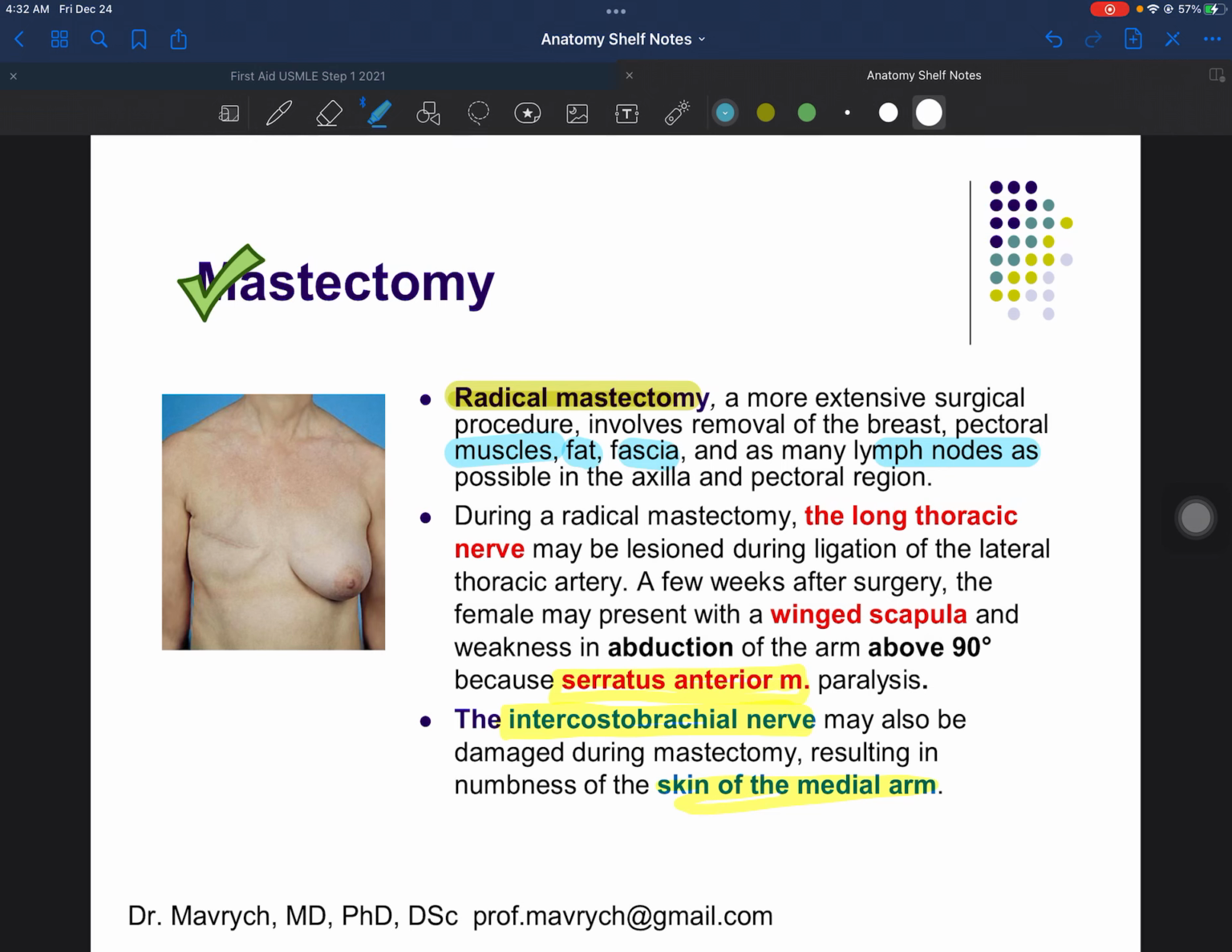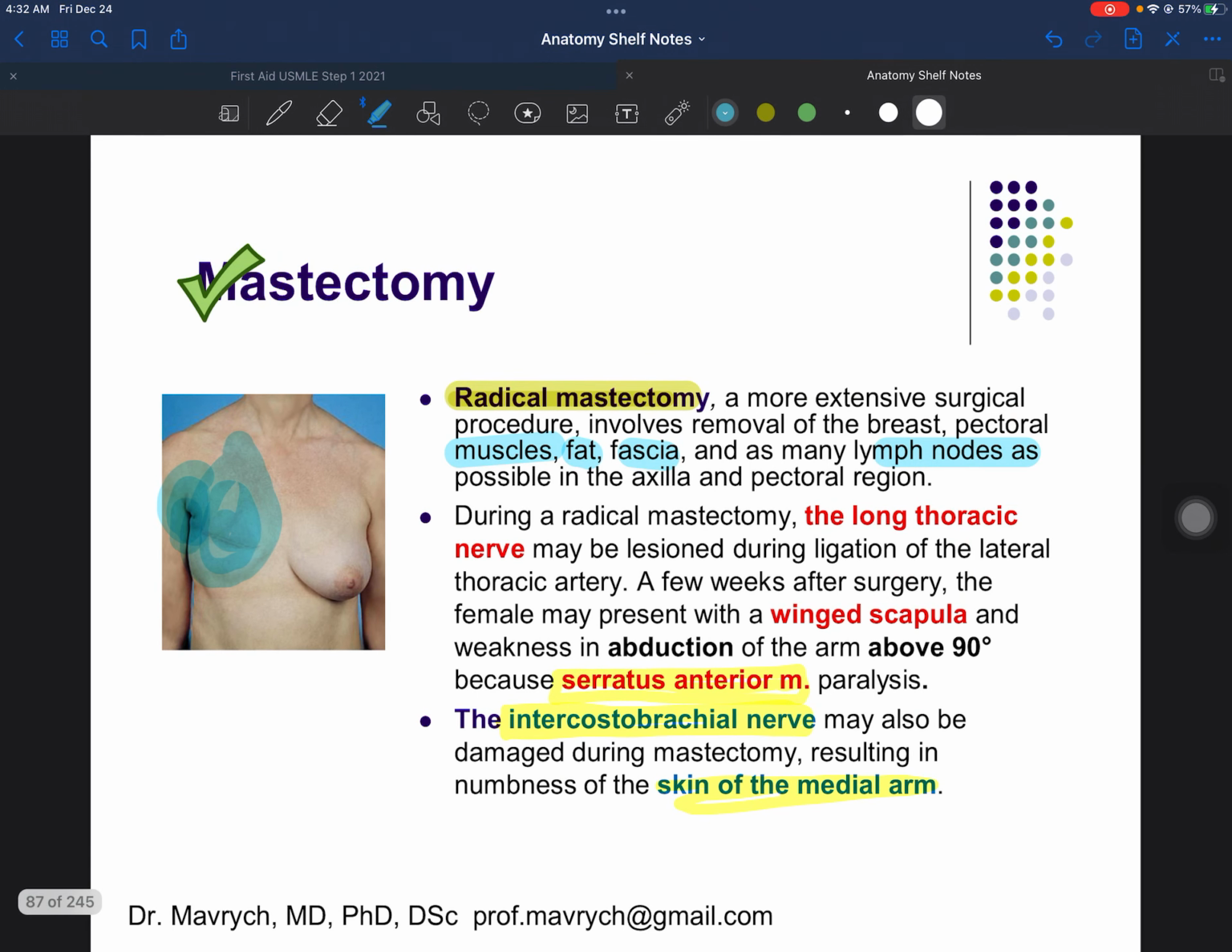Okay, so there is fascia, lymph node, fat, and muscles in the axilla. So everything in this area in the axilla is going to be removed, and this muscle also is removed. So that is the axilla and the pectoral region: as much as you can in the pectoral region, and then the axilla as much as you can.